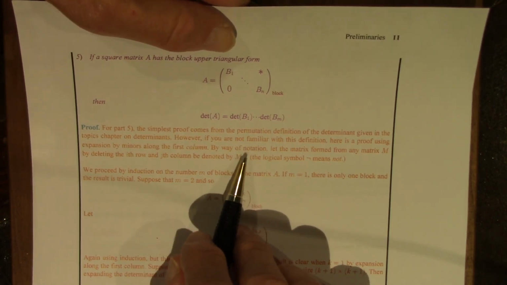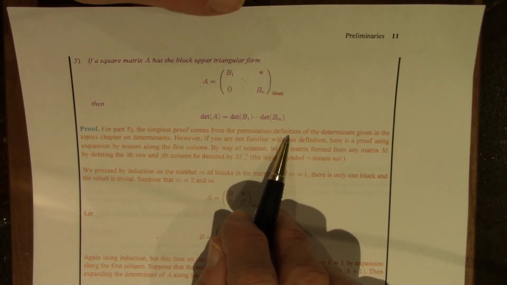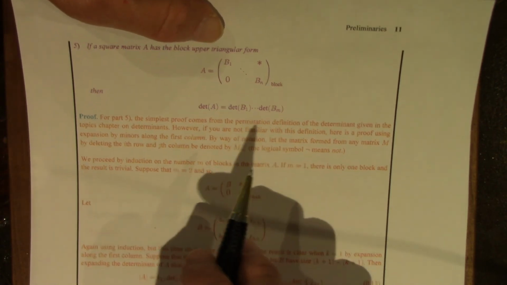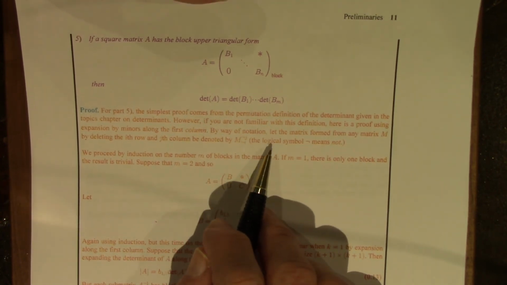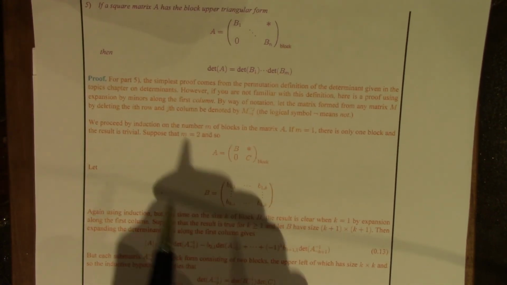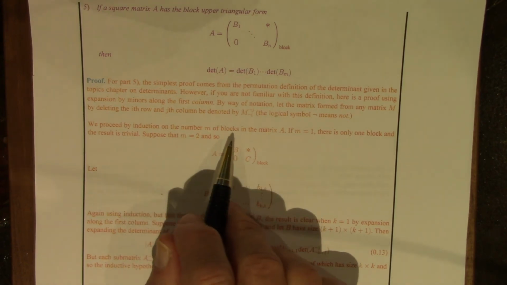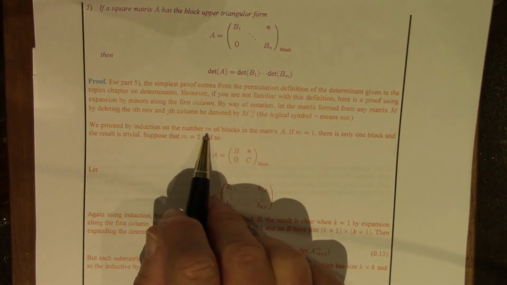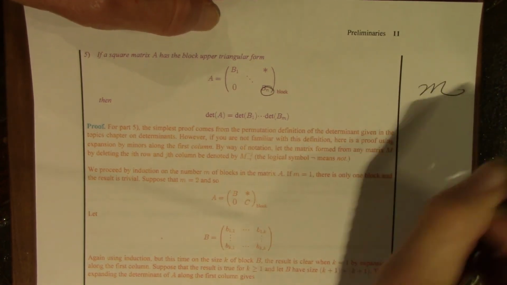But I'm not going to assume that you're familiar with one of the other definitions, which I call the permutation definition. So we will use the expansion definition that you do know for the proof, and that's why the proof is somewhat lengthy. It proceeds by induction on the number of blocks, which I'll call M. So I probably should change this N to an M to be consistent. Okay.